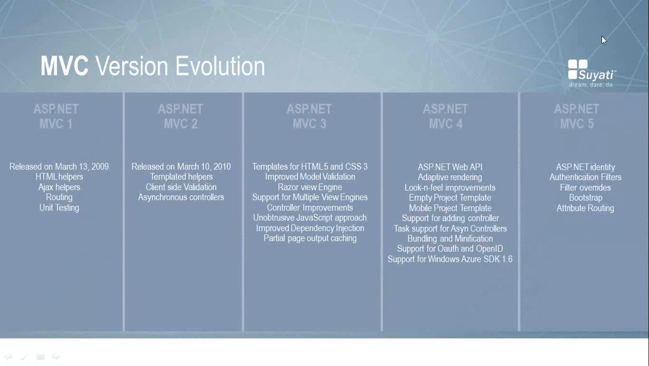This is our MVC version evolution. It started in the year 2009. MVC 1 was introduced, and here you can see the major features in MVC 1: HTML helpers, Ajax helpers, routing and unit testing. These were the features introduced in MVC 1. Coming to MVC 2, after exactly 1 year, they released MVC 2.